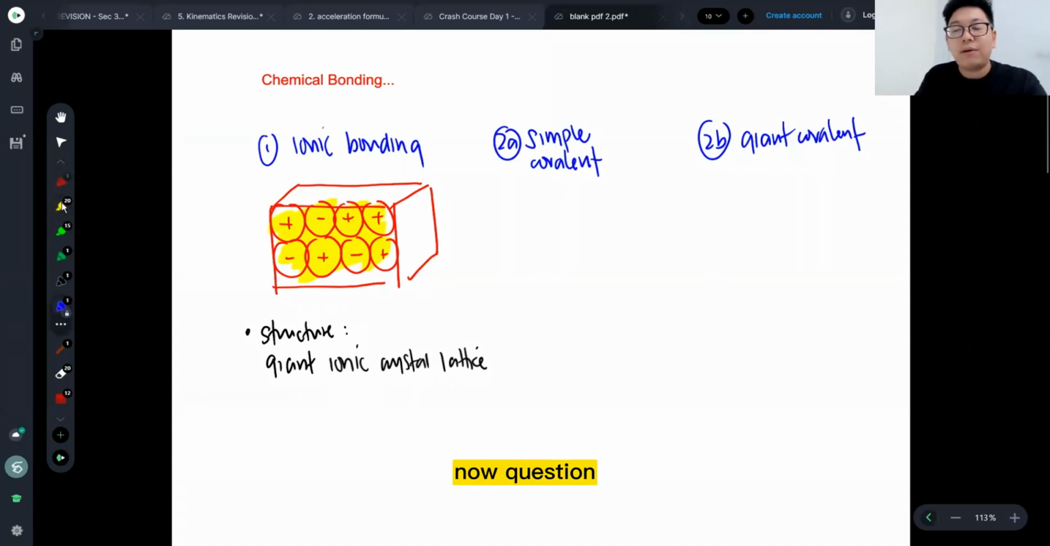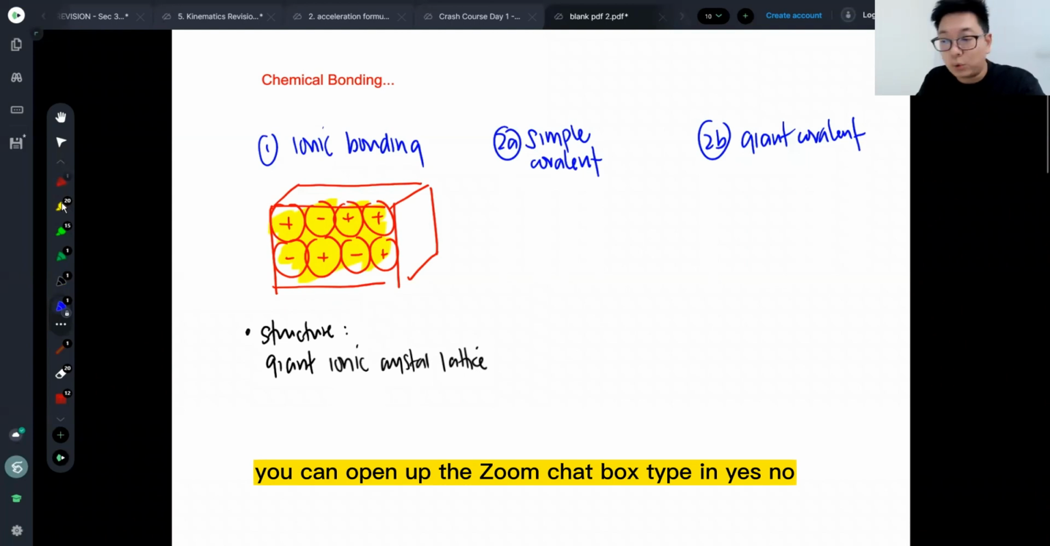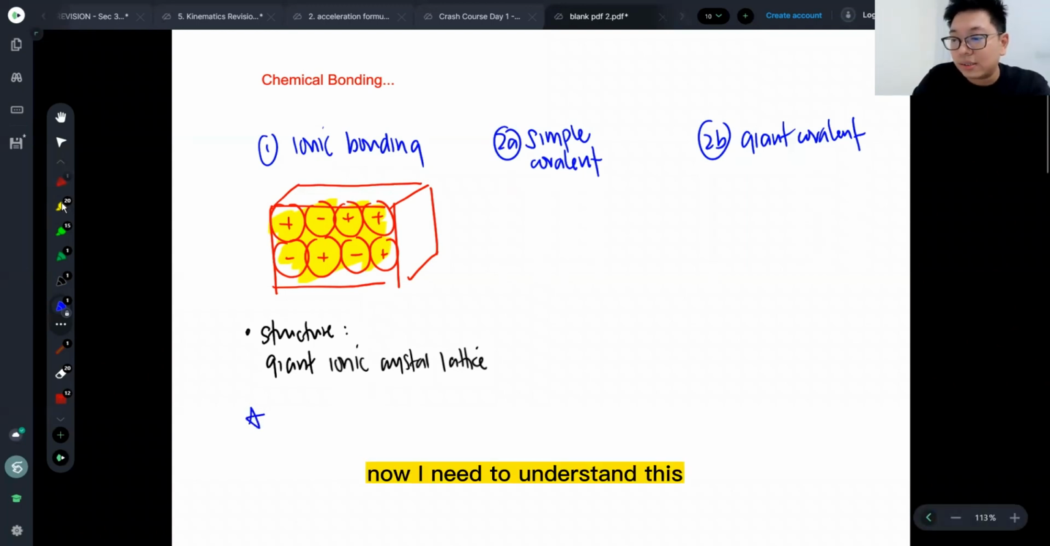Now, question. You can open up the Zoom chat box, type it in. Yes, no. Do you see electrons? Are there any electrons? Yes, no. Now, I need you to understand this. There are no electrons.